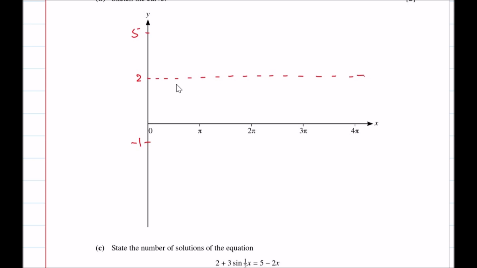Okay. Done. That means our pi is here, 2 pi is here, 3 pi is here, 4 pi is here. Now it starts from 0. So this will be our 0 here.